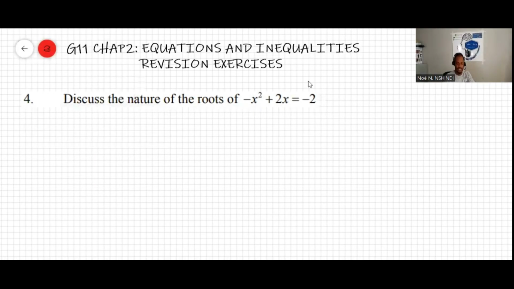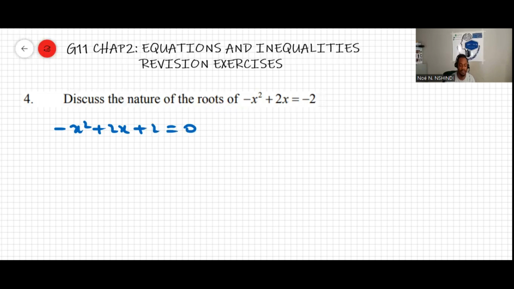Well, the question says, discuss the nature of the roots of this expression. The nature of the roots means we need to tell if it has unequal roots and if they are real, non-real, rational, or whatever. Okay. So now I'm going to move the -2 over. That makes -x squared plus 2x plus 2 equals 0.